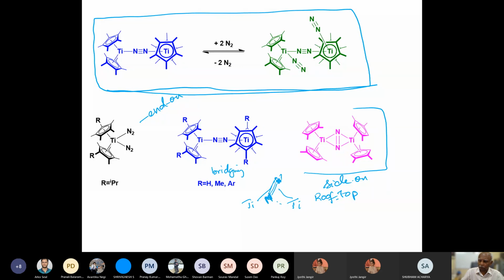This is one nitrogen, this is another nitrogen, and in fact, I'm going to draw it in this fashion. So you can see the rooftop bridging of this dinitrogen. So this is side-on bridging or rooftop. Some of them are also called butterfly molecules because they look like the wings of a butterfly.